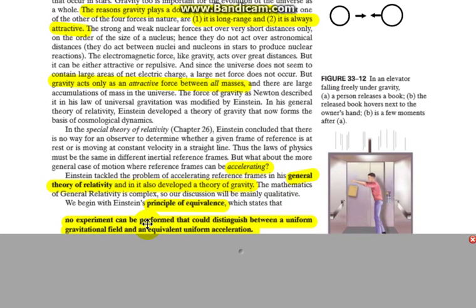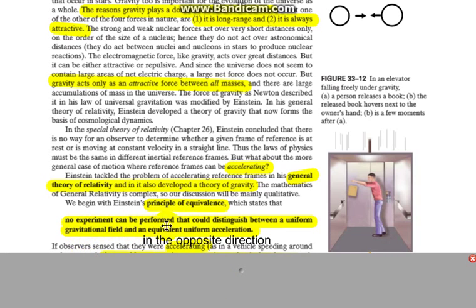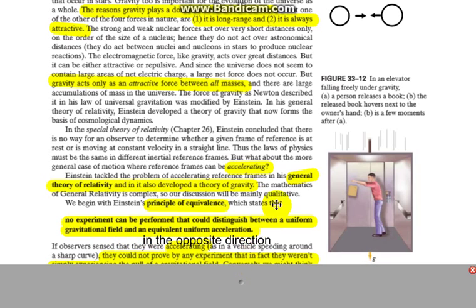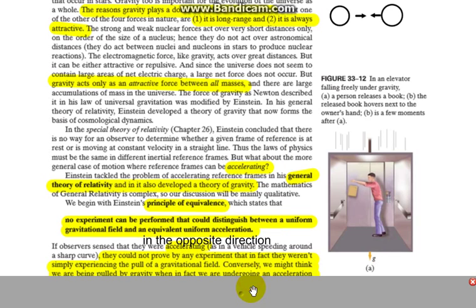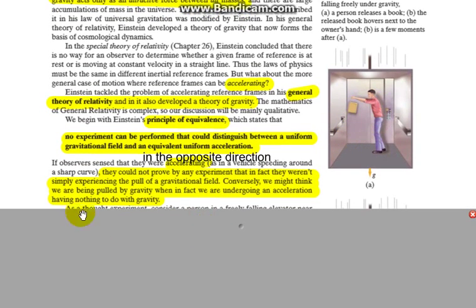So first we look at Einstein's principle of equivalence, which states that you can't do an experiment that would distinguish between a gravity field and an equivalent uniform acceleration. And I just added here, in the opposite direction, as we'll see. So gravity pulling down on an object would be equivalent to that object accelerating in the opposite direction. The example here is a thought experiment of an elevator out in space. So let's see exactly what we mean by this.